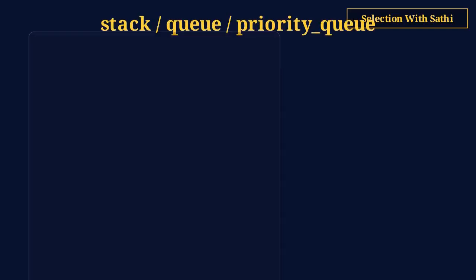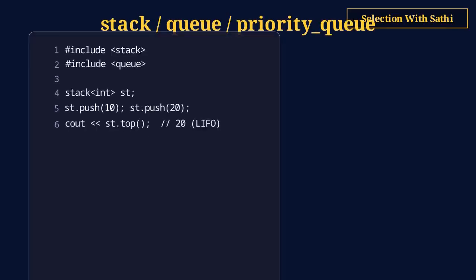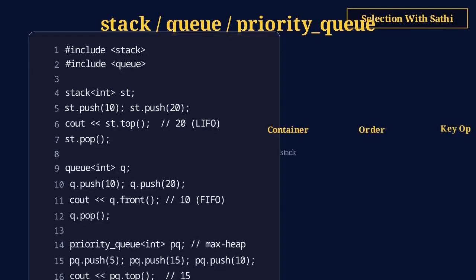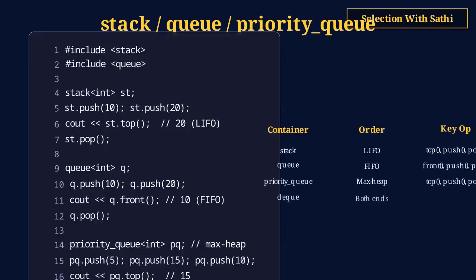Fourth concept, stack, queue, and priority queue. Stack is last in first out, LIFO. Push adds to the top, pop removes from the top, and top peeks at the top element. Used for depth first search, expression evaluation, and undo operations. Queue is first in first out, FIFO. Used for breadth first search and scheduling.